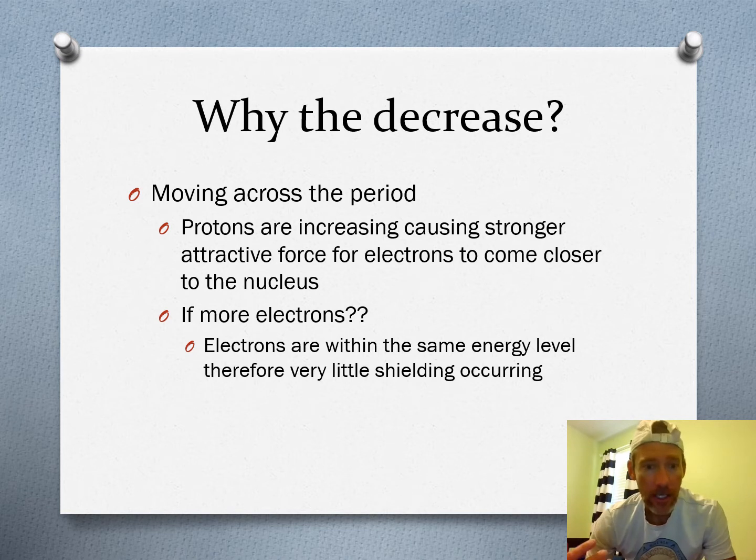So even though you're increasing the number of electrons, you're still within the same energy level, therefore shielding is not occurring. Shielding can sometimes cause the radius to increase, but in this case there is no shielding, so the radius is going to decrease.